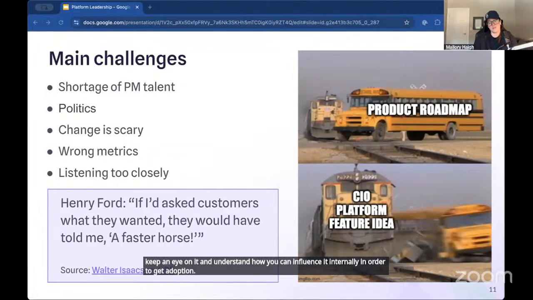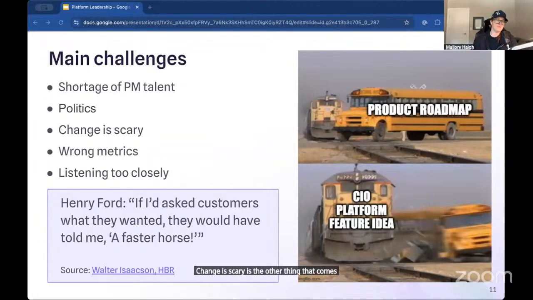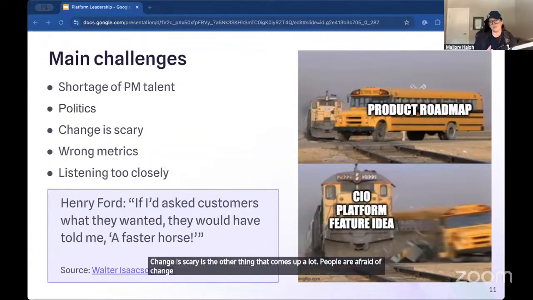Change is scary is the other thing that comes up a lot. People are afraid of change. You just have to make sure, though, that when it comes to getting people inspired to make that shift, that there is a very clear why for them, that there is an answer to the question, why should I care and why should I do this?